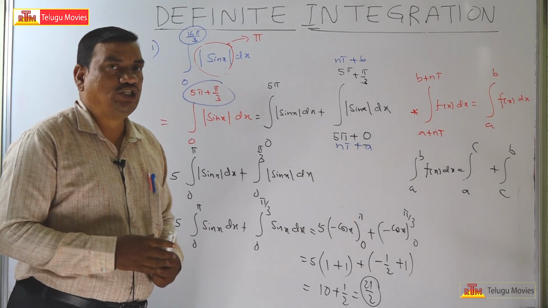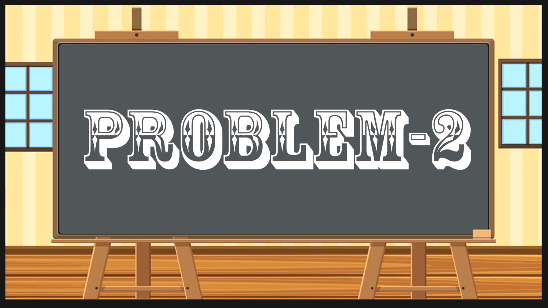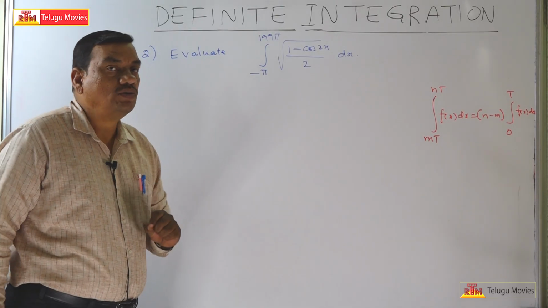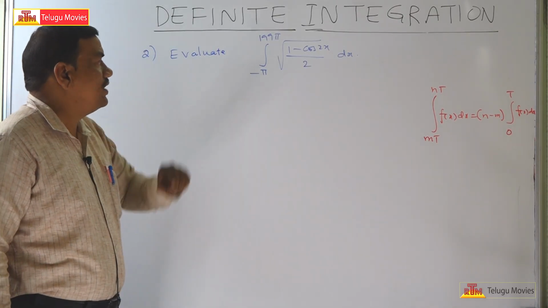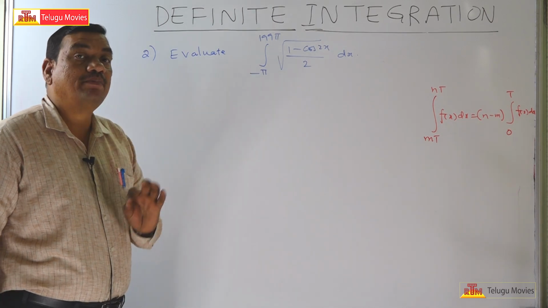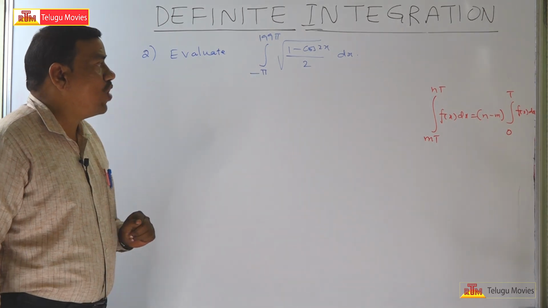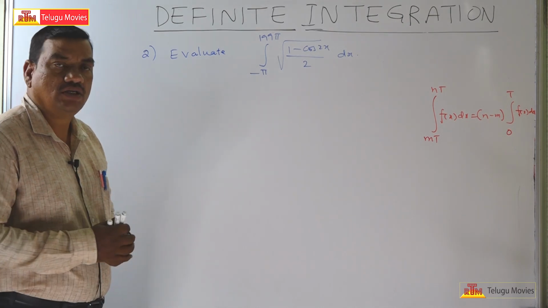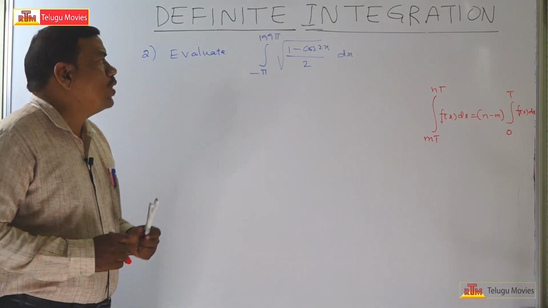Let us go for next problem. Welcome back to this problem. This is evaluate minus pi to 199 pi under square root of 1 minus cos 2x by 2 dx. Then how to do this problem?